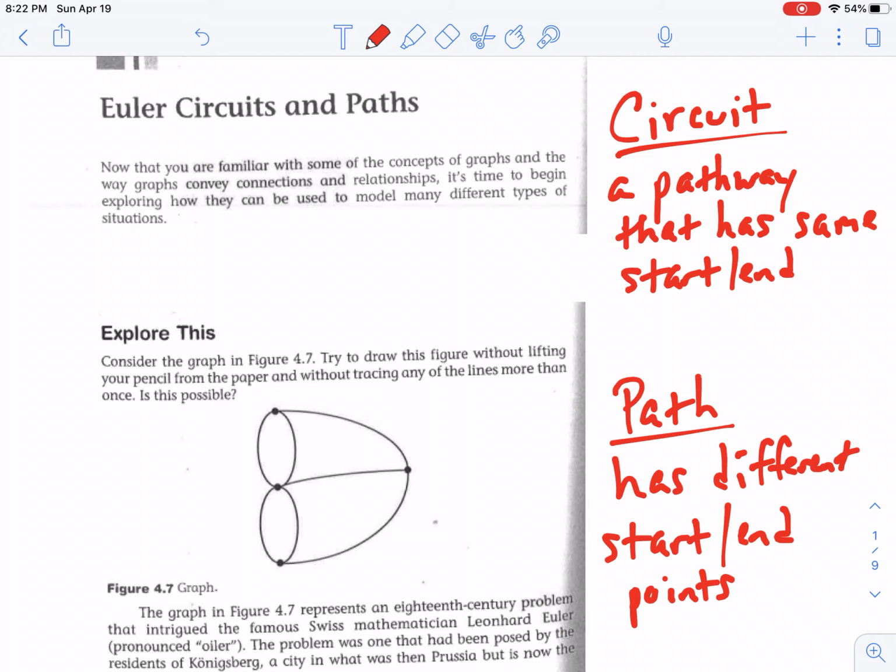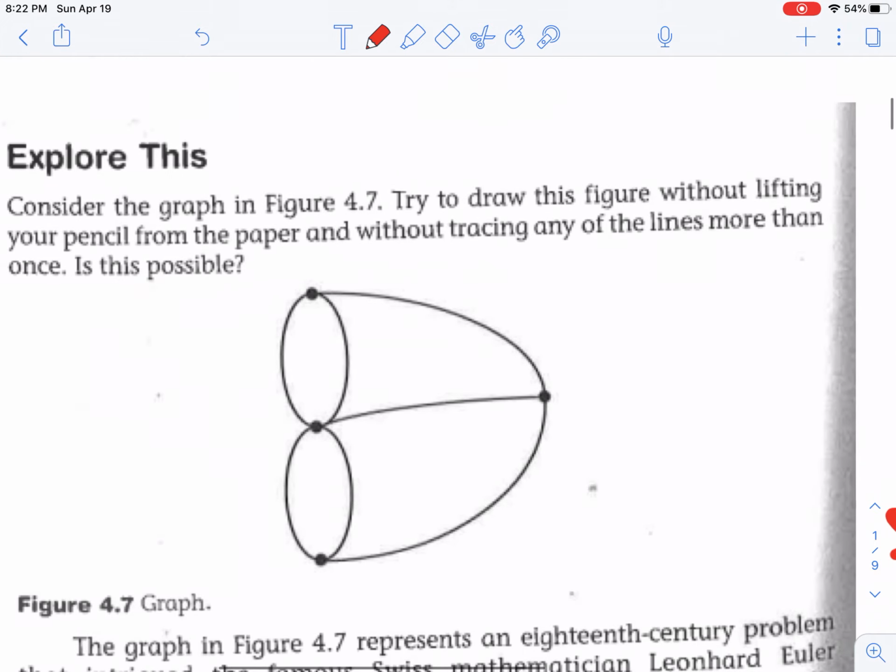Okay? So take a look at this diagram right here. Ready? I'll zoom in a little. So you have 1, 2, 3, 4 vertices, 4 points, and you have 1, 2, 3, 4, 5, so you have 7 edges.